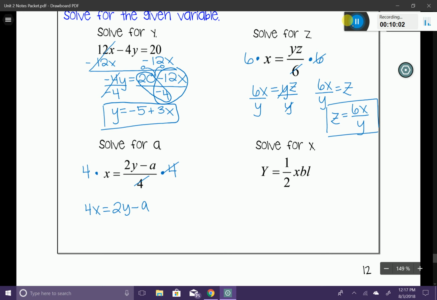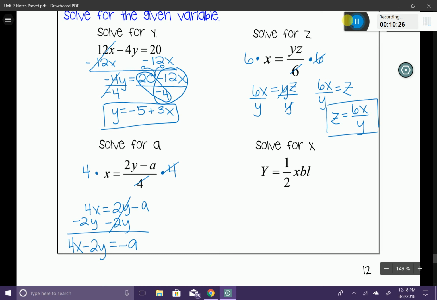And to get that a, here we go. I'm going to go ahead and subtract 2y from both sides. Now this is where it gets a little tricky, so be careful here. That's going to leave me with 4x minus 2y is equal to, I'm eliminating the 2's, but notice what I still have. I still have a negative a. You can't forget about that negative because it's not complete at this point. I have to eliminate the negative.